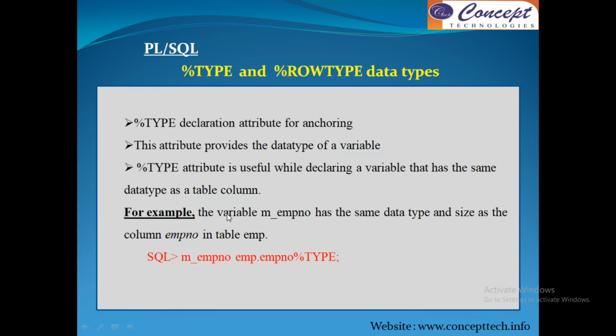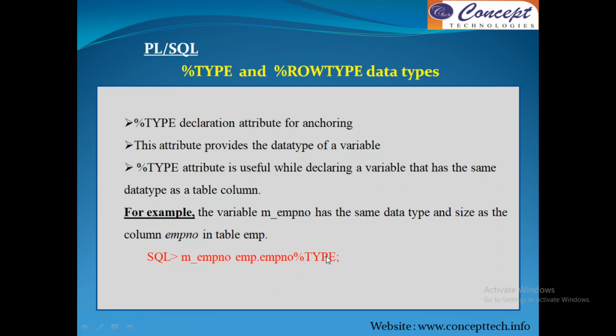For example, if you want to declare the variable emp_number that has the same data type and size as the column emp_number in the table emp, meaning in the emp table we have one column that is emp_number, and I am going to declare one variable that is m_emp_number, which has the same data type and size as the column in the emp table. For that, I'm going to declare it like this: m_emp_number emp.emp_number%TYPE.